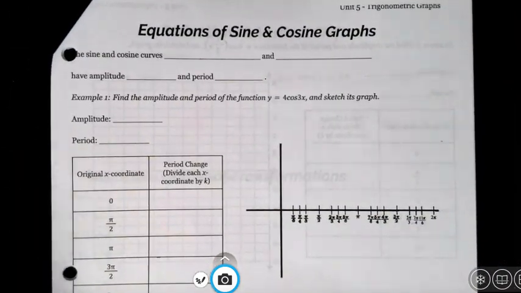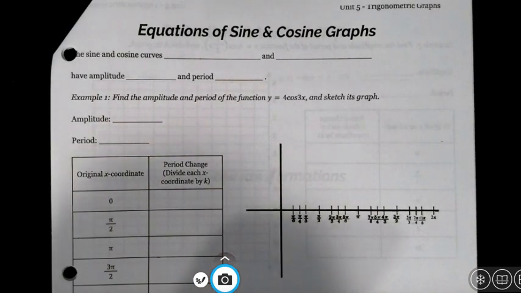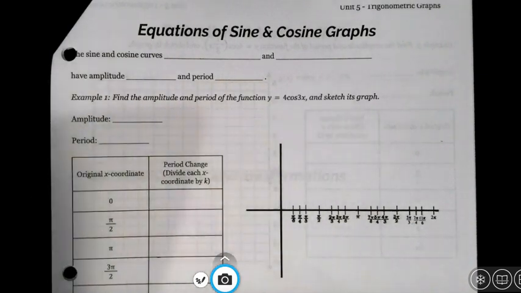So this is where we start getting away from the basic curves. We're going to make them a little bit more complicated. We're going to be changing our amplitude and our periods, and eventually we're going to do vertical shifts and phase shifts as well. So at the top here, we have the sine and cosine curves.